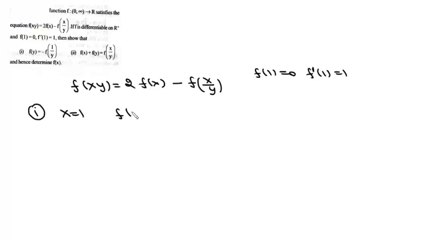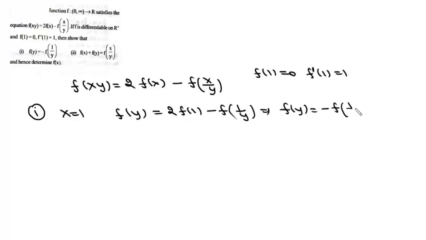So it will be this f(y) equals 2f(1) minus f(1 upon y). Now f(1) is 0. So from here we can say f(y) is equal to minus f(1 upon y). That means this first we have proved. Now second is prove that f(x) plus f(y) equals f(x upon y).